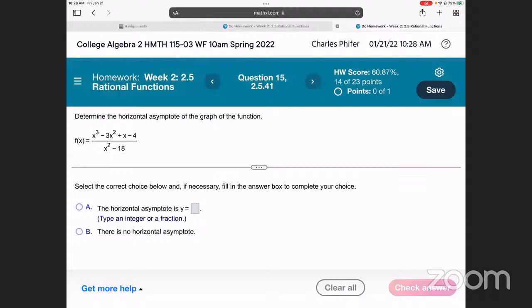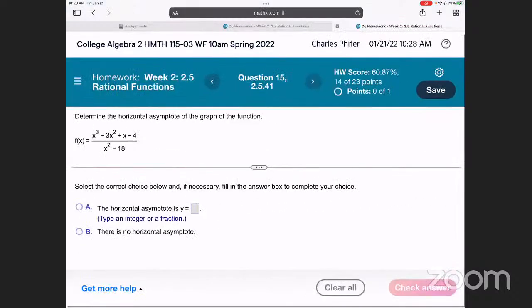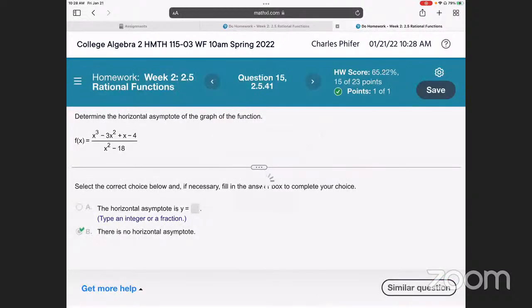Determine the horizontal asymptote. Okay. So again, this is the third case, right? The first case was where the degree of the numerator was less than the degree of the denominator. The second case was where the degree of the numerator is equal to the degree of the denominator. And this is essentially the third case, where the degree of the numerator is greater than the degree of the denominator. So in terms of horizontal asymptote, we say that there is no horizontal asymptote. Again, just checking, do you know the definition or the concept?